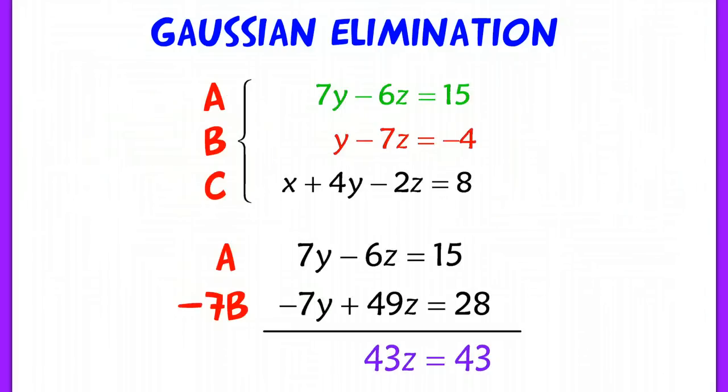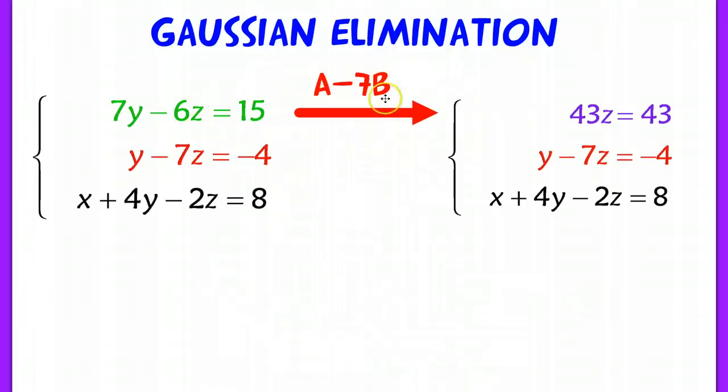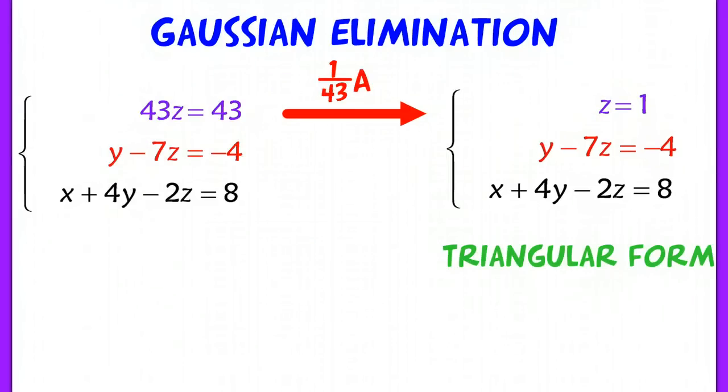To do this, I notice that if I multiply -7 times this second line here and add that to the first line, I will be left with 43z equaling 43. So now my new system, after I substitute this new line in here, after doing this operation, a plus negative 7b, I end up with 43z equals 43. And of course now I can multiply by 1/43 on line A to end up with z equals 1.